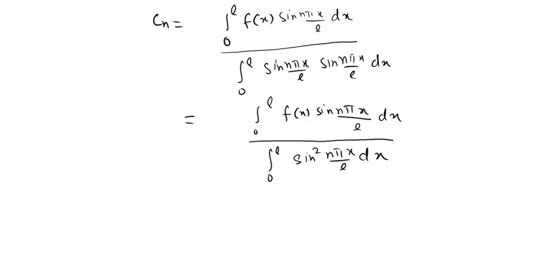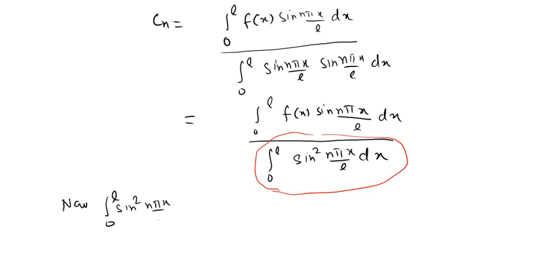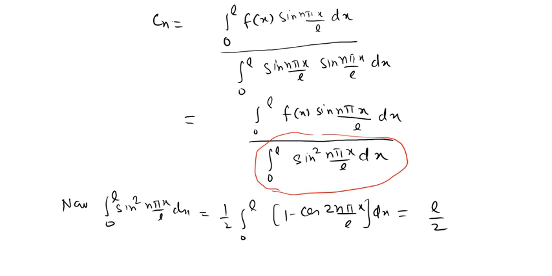And now I can compute this integral. Okay, so this is standard. So now I am computing this integral separately. Now the integral from 0 to L of sine square n pi x by L. Okay, this will be 1 by 2 times the integral from 0 to L of 1 minus cos 2 n pi x by L dx, and integrating, you get L by 2. So you can replace that integral with L by 2.